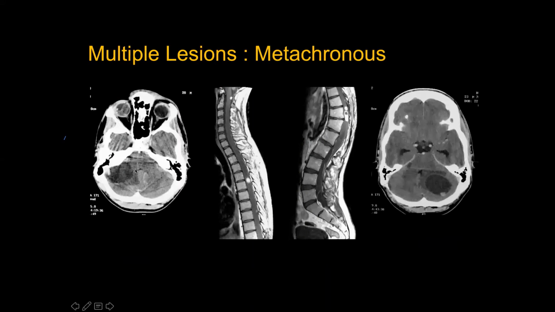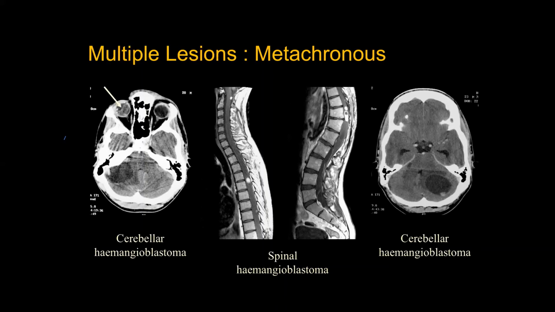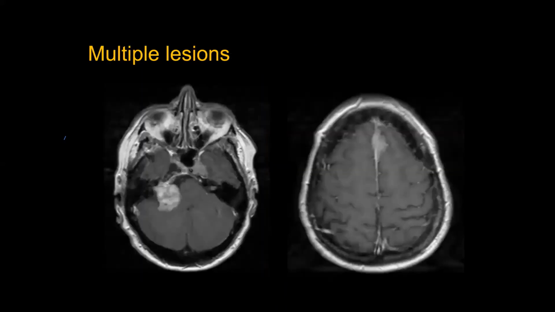You can have multiple lesions that are syndromic. We know that these are neural nodules, this is hemangioblastoma. You can have cord hemangioblastomas here, another one here, and this lesion in the eye here. This is von Hippel-Lindau. You can have multiple lesions: a CP angle lesion, another one on the other side, a paracavernous meningioma, a falcine meningioma. You probably can guess the diagnosis here. NF2.